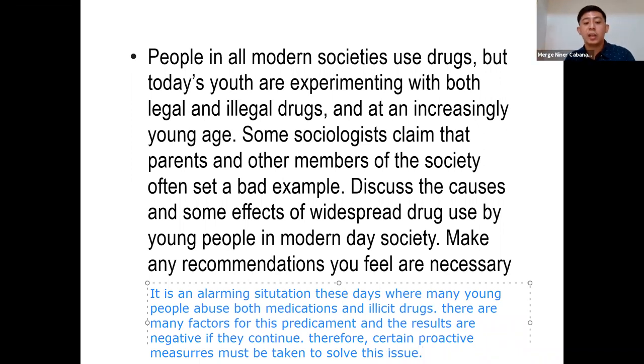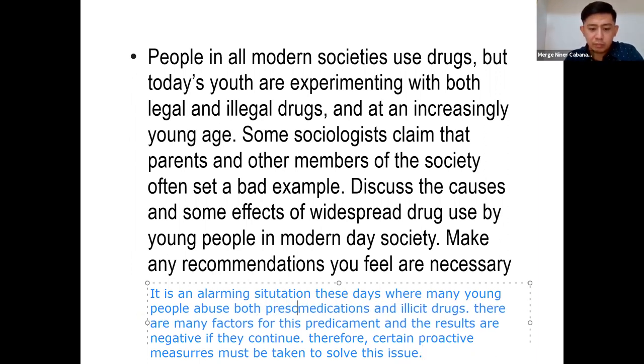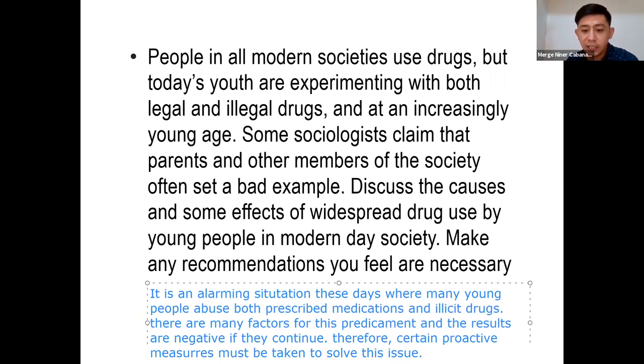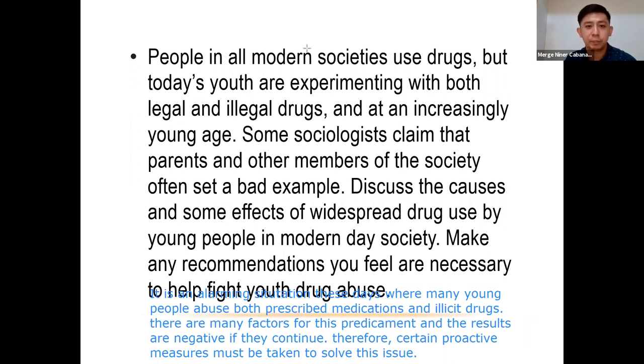Okay, that will be my introduction. So it is an alarming situation these days where many young people abuse both medications and illicit drugs. Okay. I can actually add prescribed medications and illicit drugs. There are many factors for this predicament and the results are negative if they continue. Therefore, certain proactive measures, I'm sorry for my spelling here, measures must be taken to solve this issue. So this is exactly what you need to include in your introduction. Take a look at this. I'm going to put some highlights, all right?